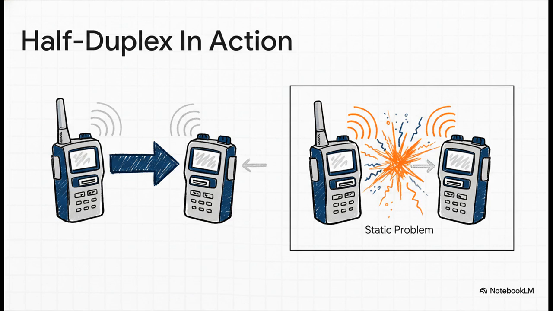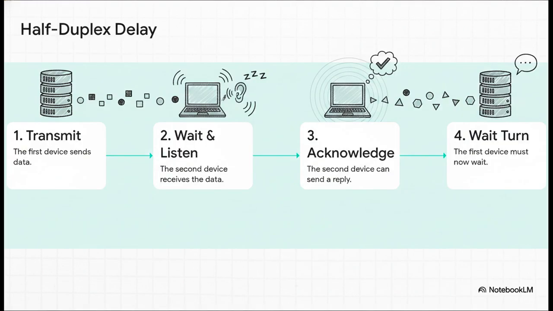Yep, walkie-talkies are the perfect real-world example. You can send your message and you can get a message back, which is already a massive leap forward from simplex. But if you and your buddy both try to talk at the same time, all you get is noise. You have to follow the rules of the road. You talk, then you listen. Over. And this whole process creates this built-in, noticeable delay.